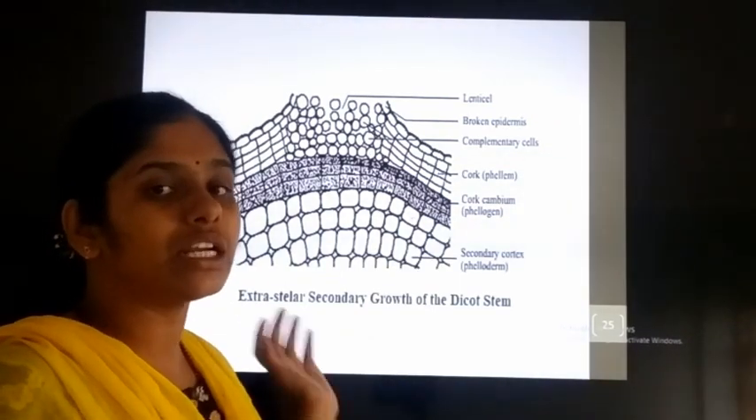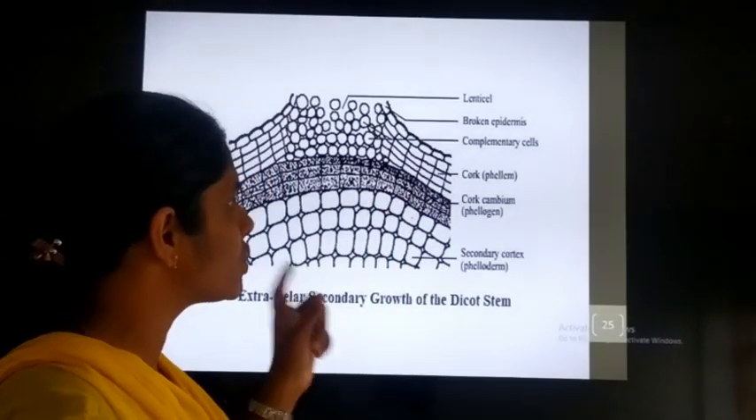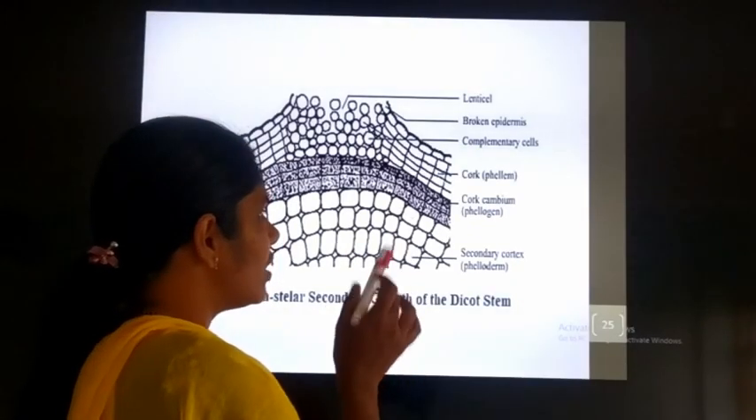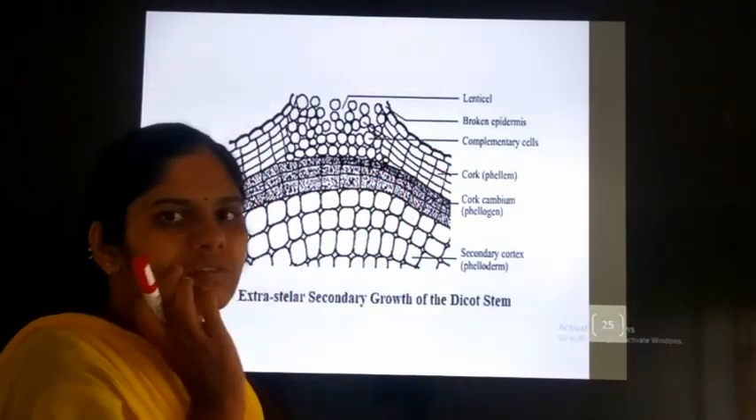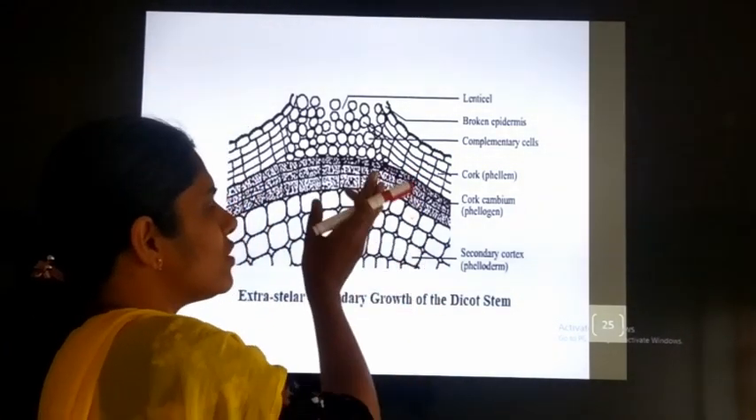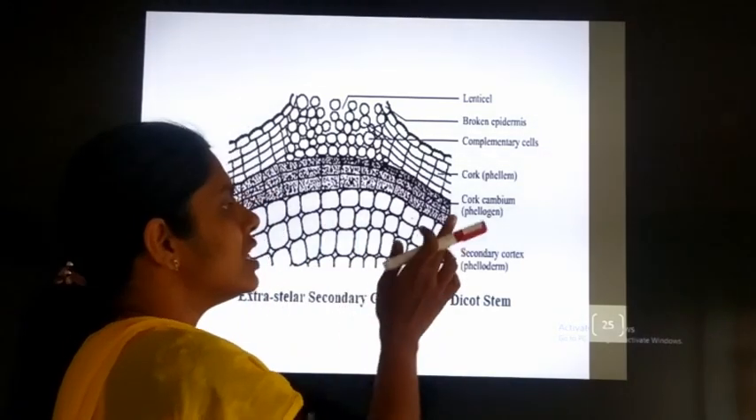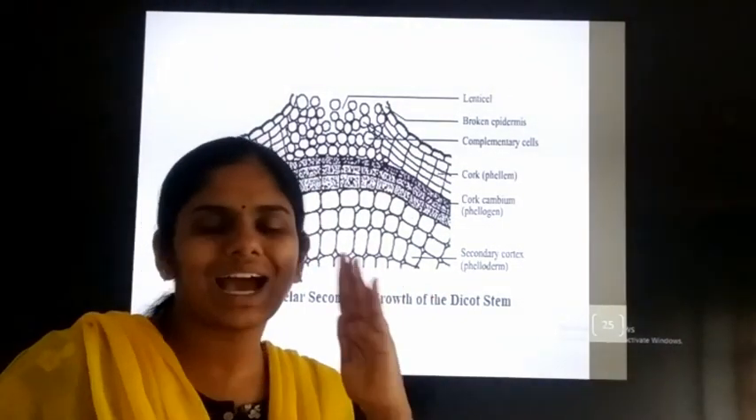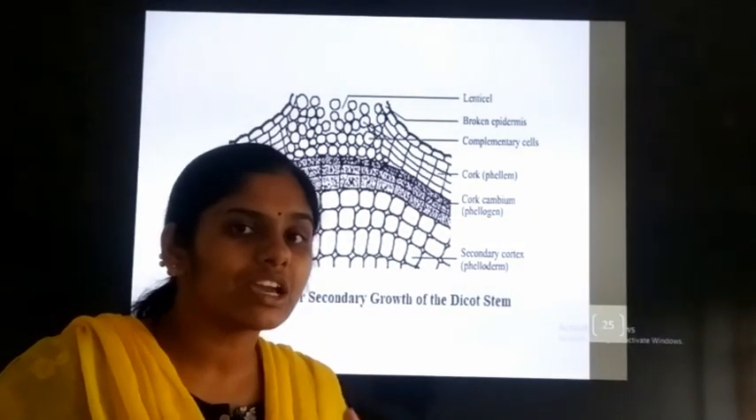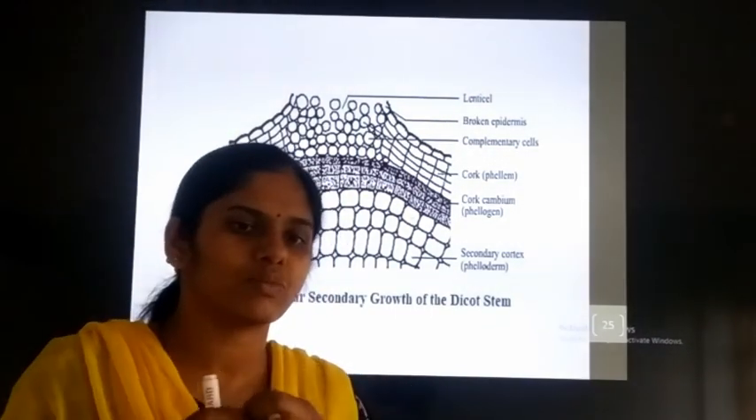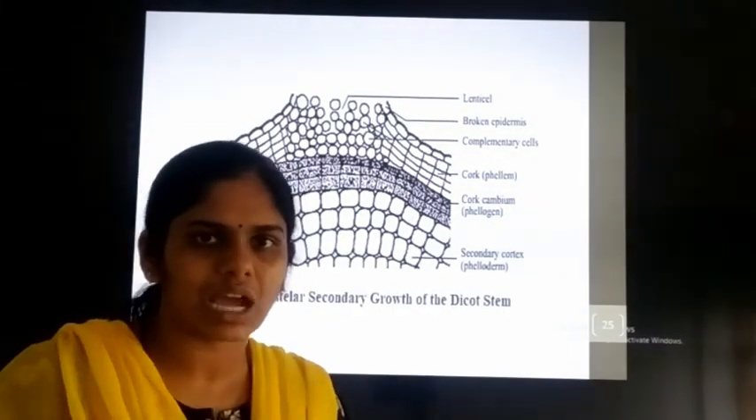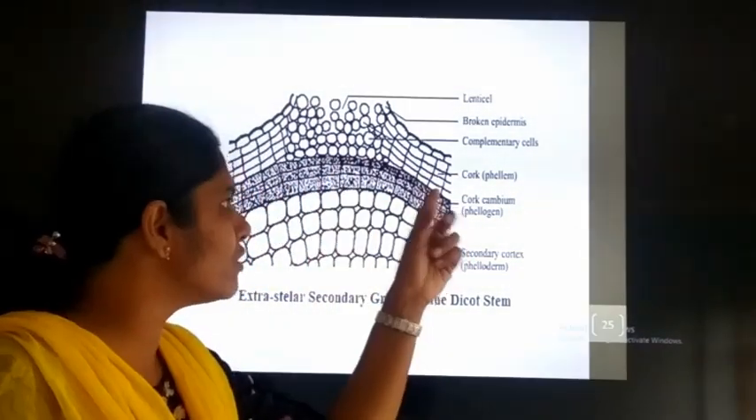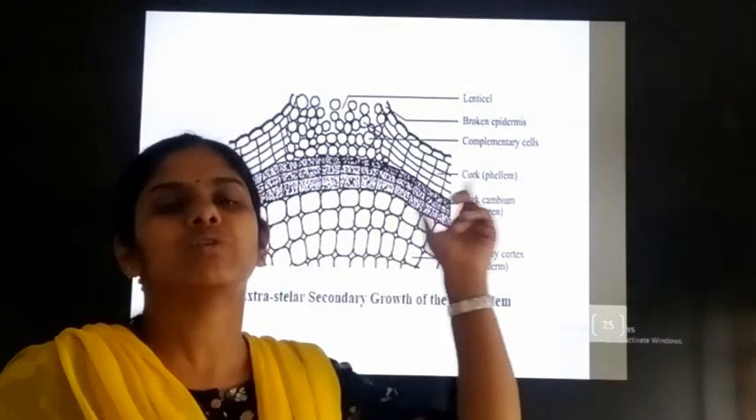After the formation of secondary xylem and secondary phloem, the secondary phloem occurs in the cortex region when we take the anatomical view. Due to the pressure exerted by the formation of secondary xylem and phloem in the dicot stem, a new cambium will be formed in the cortex region.